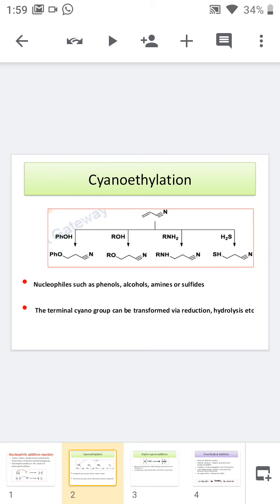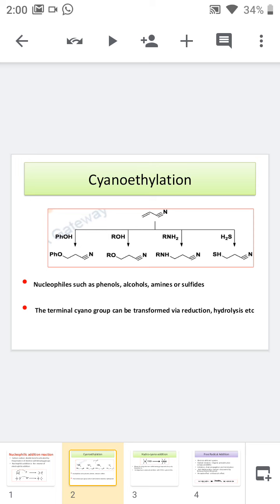So first of all, we have to pick out one of the hydrogens in these reagents like phenol, alcohol, or NH2, H2S, etc. So we will get a nucleophile, and this nucleophile is added to an alkene to form the cyanoethylated compound.